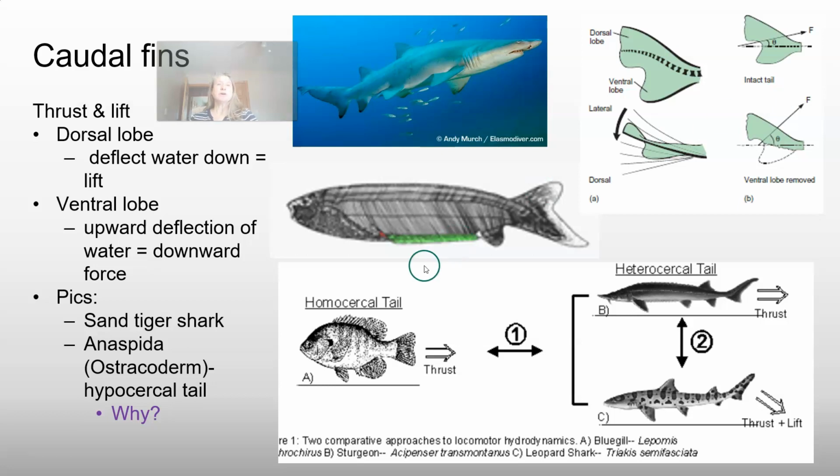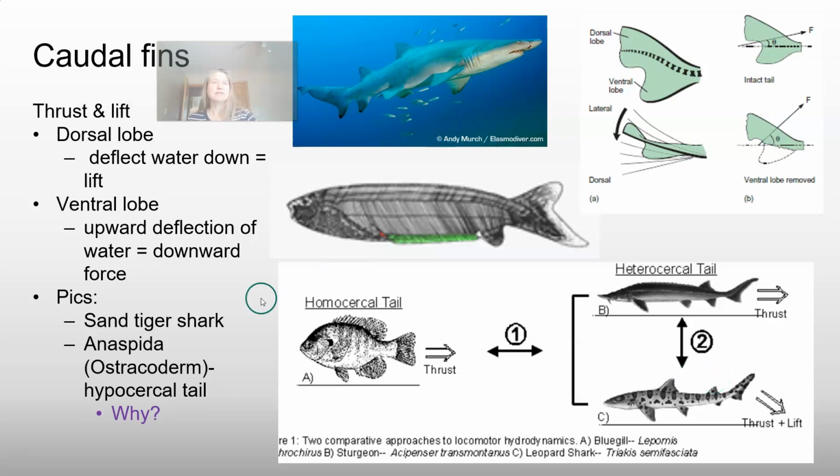Okay, so we have a sand tiger shark up here. We have an Anaspida here. You can again see this homocercal tail, so it's just producing thrust so that the fish is going forward. We have again a heterocercal tail here, producing thrust so that we're going forward. And here again, more thrust and lift. Okay, the more divided this heterocercal tail is, you're also getting more lift.